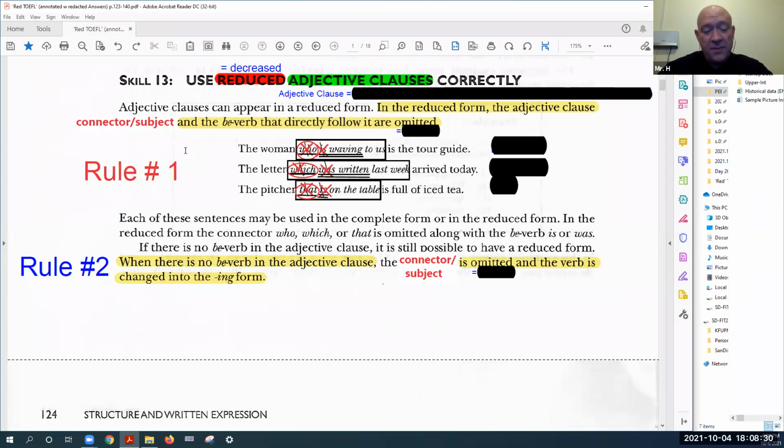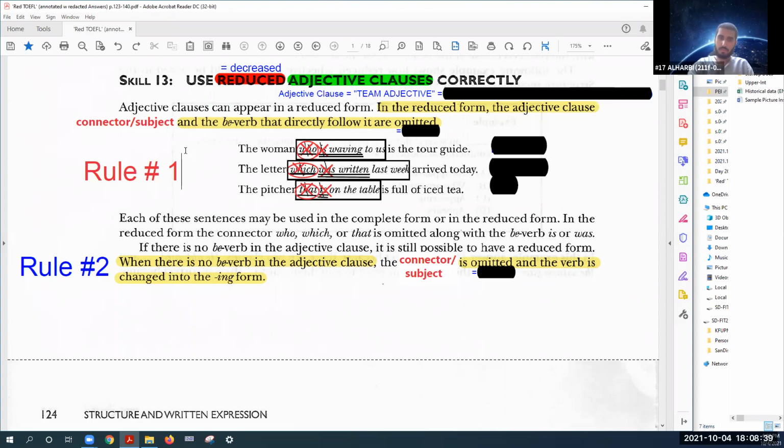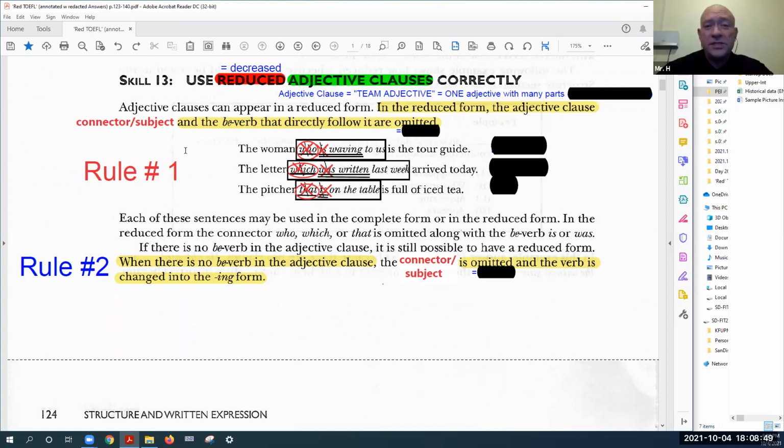So basically, what is an adjective clause again? You said it before. It's a team adjective. An adjective with many parts: connector, subject, verb. And what does an adjective clause do? It describes a noun. Exactly. All right. Let's start.